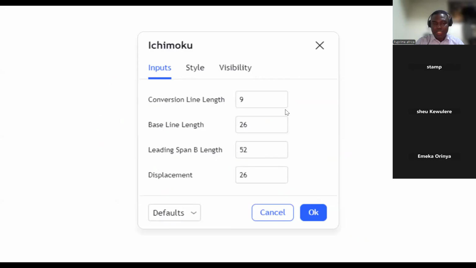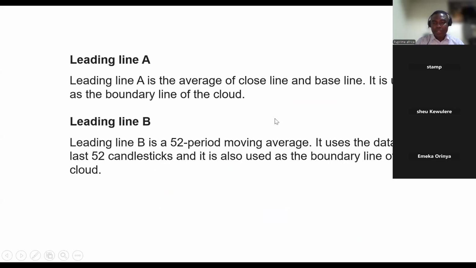So this is what the dashboard looks like. You have the inputs, you have the conversion line, it's a 9 moving average, the baseline 26, the leading span B length 52, displacement 26. These are custom settings that are already defined on the platform. You don't need to change it.